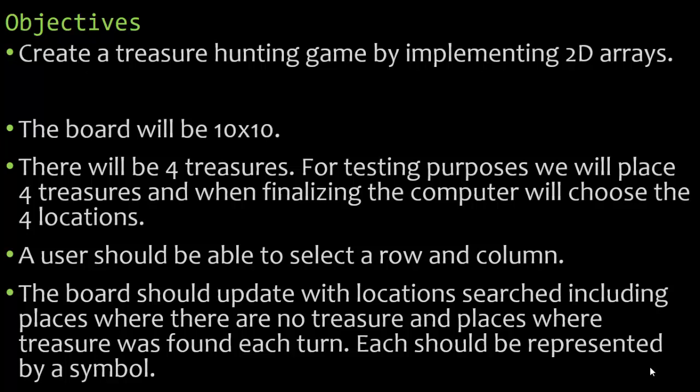For the places that have not been searched, we're going to represent by a question mark. For places that have been searched with no treasure, we're going to do with a capital O to simulate a hole that they dug that was empty. And then for treasure that was found where they did search, we're going to do with an X, like an X marks the spot.